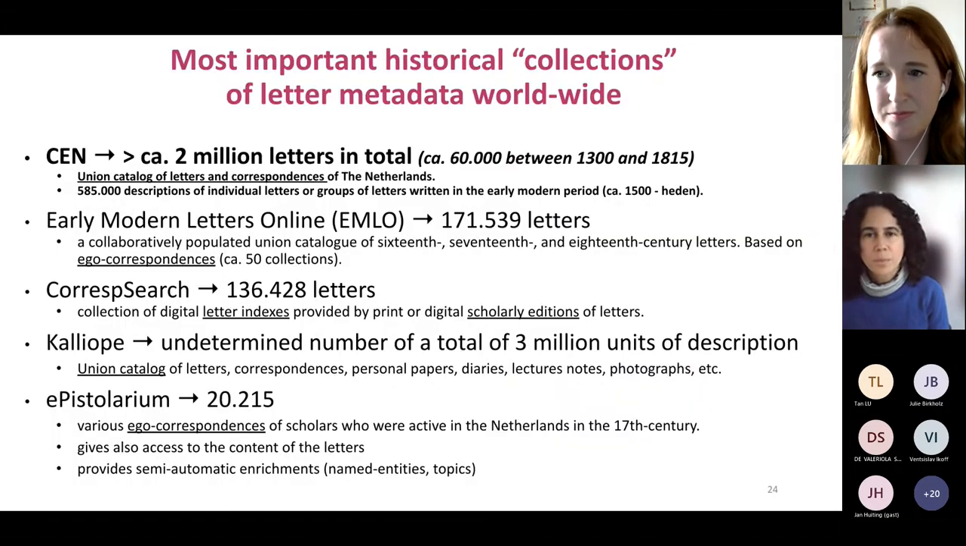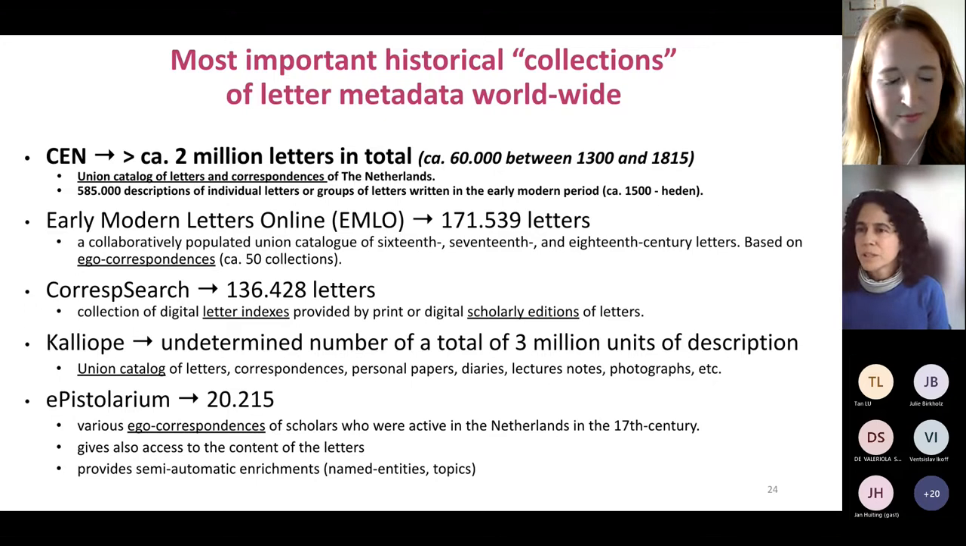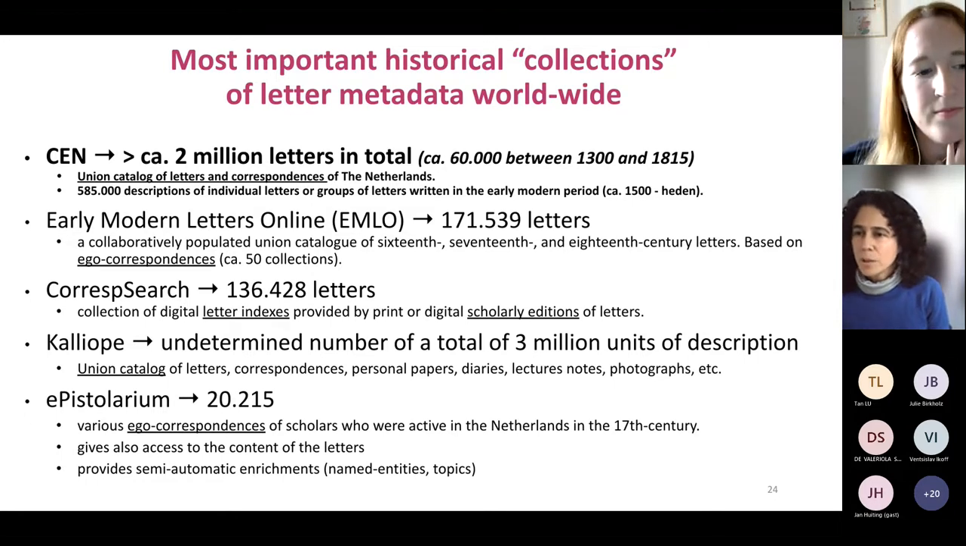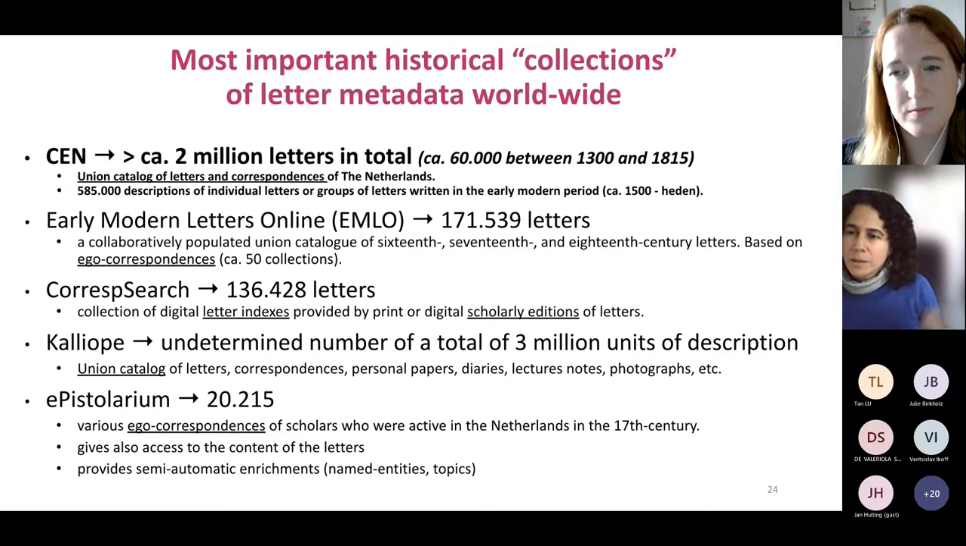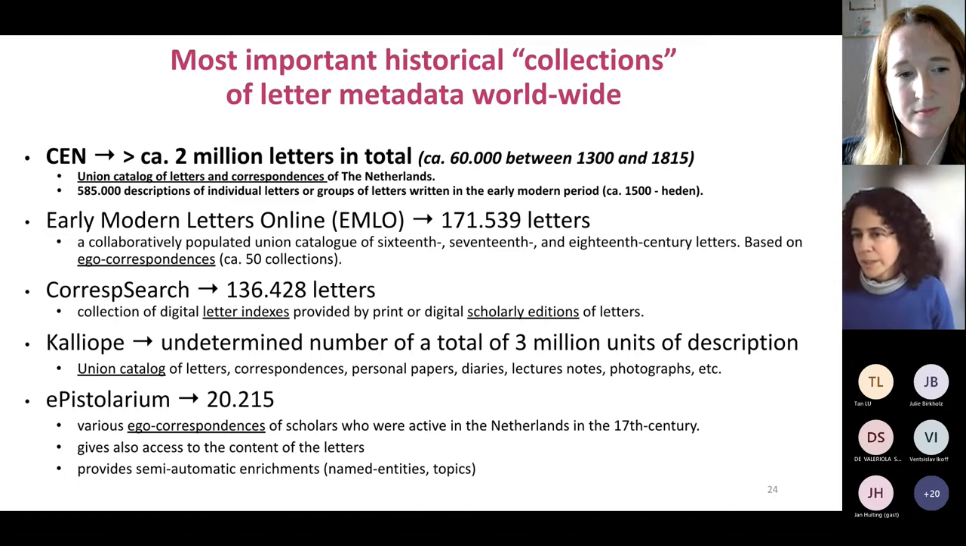In this slide, you see some of the most important historical collections of letter metadata worldwide. So luckily, there have been efforts into digitizing these letters and making them available. And you see the SEN is one of the collections that has more letters metadata available. Then there is also the EMBLO collection that Ingeborg already mentioned, Corresp Search, Calliope, Epistolarium. So some of these collections provide access to the letters only, the letters metadata. Others combine letters with other types of documents, for instance, photo collections like Calliope. And others provide access to only the metadata or to the content of the letters in some fortunate cases like Epistolarium or EMBLO.